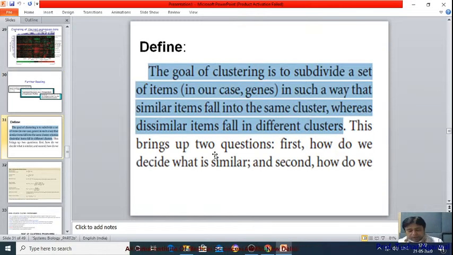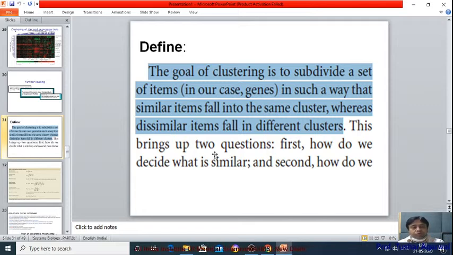So this is what I was kind of yelling and shouting and trying to make you understand. This is what is actually written in the definition: the goal of clustering is to subdivide a set of items. In our case, the items are genes, in such a manner that similar items fall into the same clusters, whereas dissimilar items fall into different clusters.